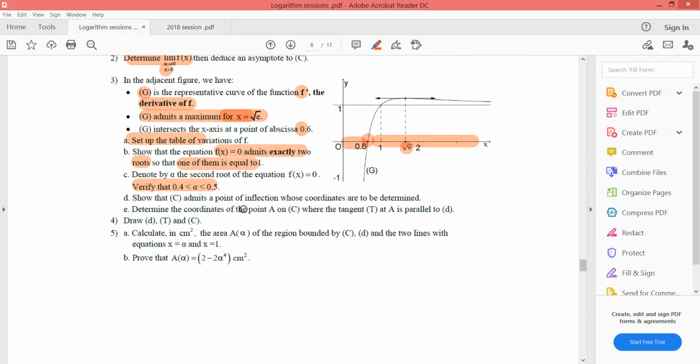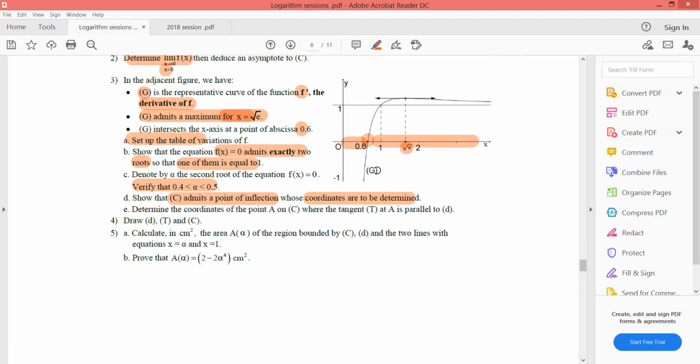Show that C admits a point of inflection whose coordinates are to be determined. How to determine the point of inflection? The point of inflection is the point where the second derivative is 0 and the second derivative changes sign.